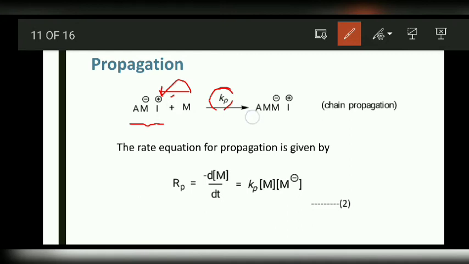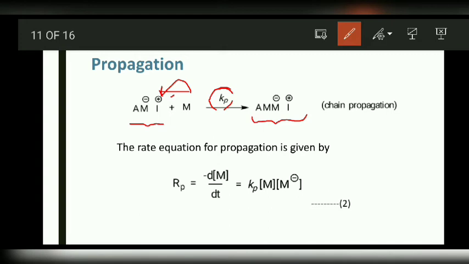So the chain growth takes place here. The rate equation for propagation is given by Rp, which is equal to minus dM by dt. You know why we have written minus dM by dt: because this is the rate of change of monomer concentration, and the concentration of monomer decreases as the reaction proceeds. So the concentration of monomer decreases with time, right, as the reaction proceeds.